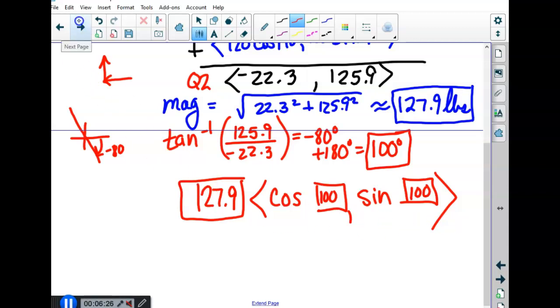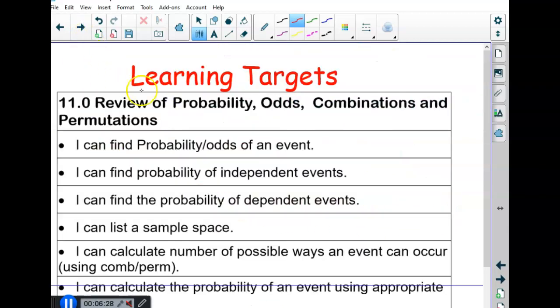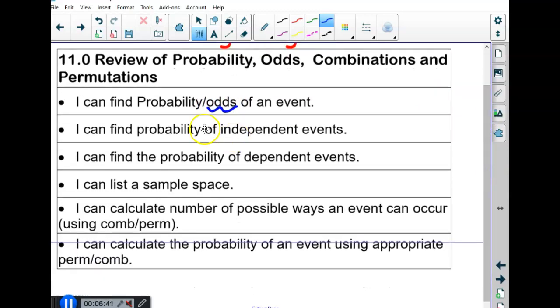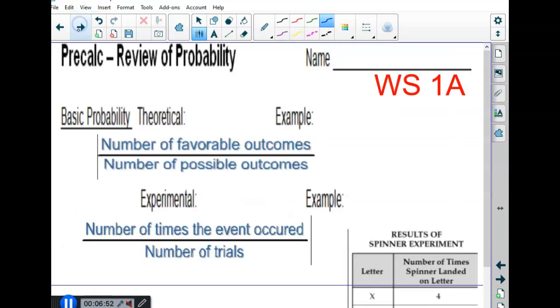All right, let's talk about prob and stats for a little bit. The learning targets today are defining probability and odds of an event. Actually, I'm not sure. Odds wasn't in Delta Math, so I think we'll save this for when we get back from spring break. And we're going to do independent events, dependent events, sample space, and I think that's it today. The rest of this is tomorrow.